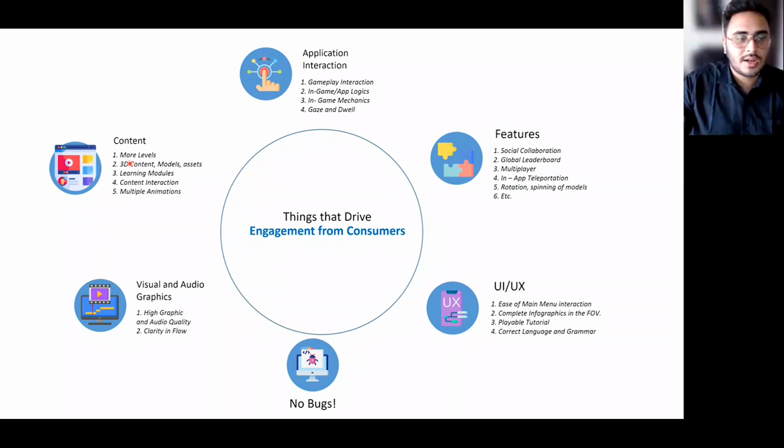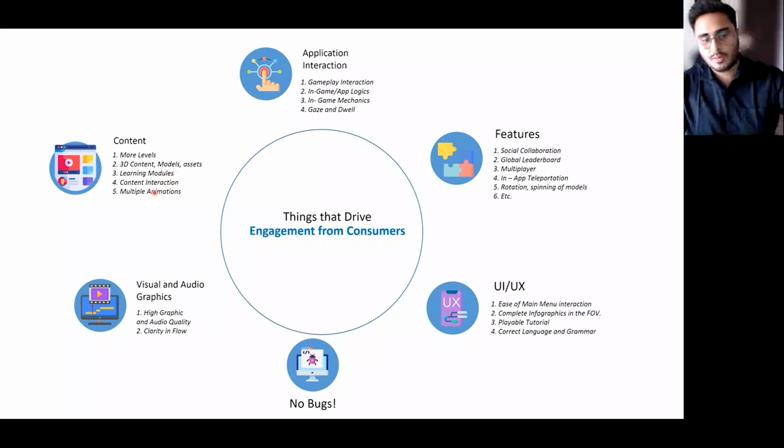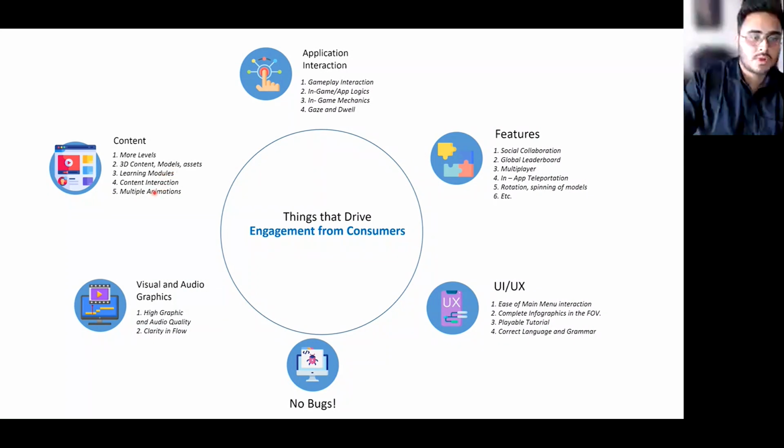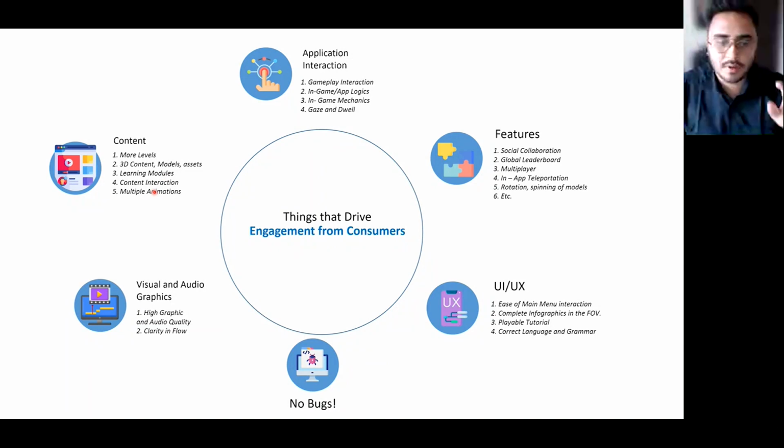Then next is 3D content, learning modules, content interaction, and multiple animations. So there's one bucket where you sort out the entire content ecosystem on your application to drive engagement from consumers. Next is visual and audio graphics, right? You need to ensure that the graphics you're creating for your application are extremely high quality. Next is no bugs, because honestly, no one likes bugs, right?